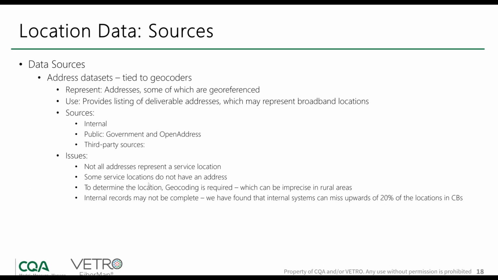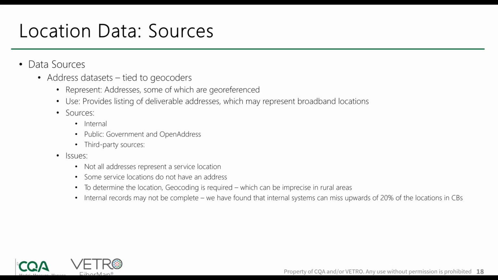The next potential data source is addresses. With addresses, typically you have to tie to a geocoder. The addresses are typically the deliverable points for the Postal Service, but they may represent broadband serviceable locations. You may have this internally. You may be able to find it in government data or open on the web, like OpenAddresses, or you can buy it from third-party sources.